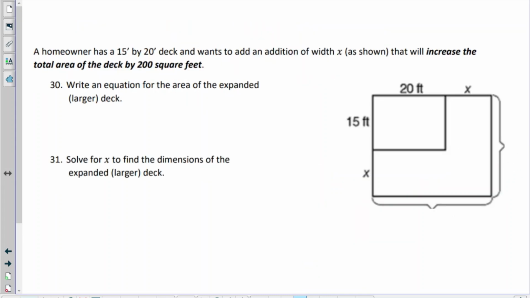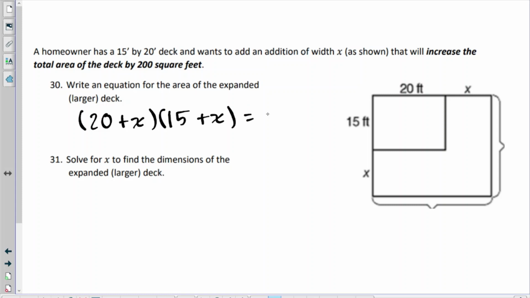30 and 31. This one's like a Mathia problem. We didn't really do these, but I bet we could do them fairly easily. I think the reason I didn't do them is because that Mathia workspace was a real toughie. But really all you're thinking about is if I want to expand out my deck to have these new dimensions, my original deck was 20 by 15, and now it's going to be 20 plus x by 15 plus x. And so my equation is really 20 plus x times 15 plus x, okay?